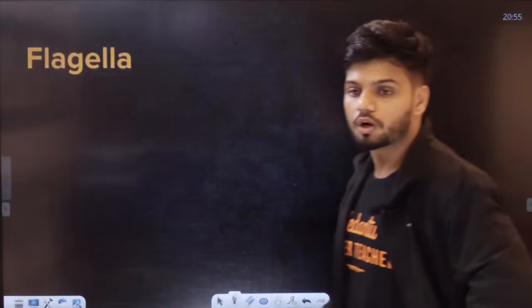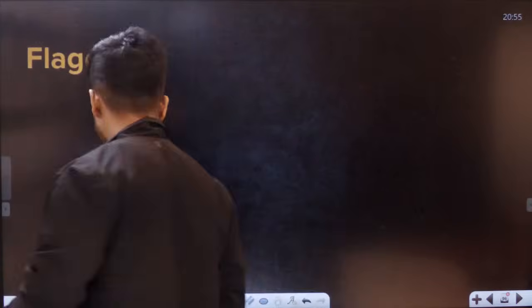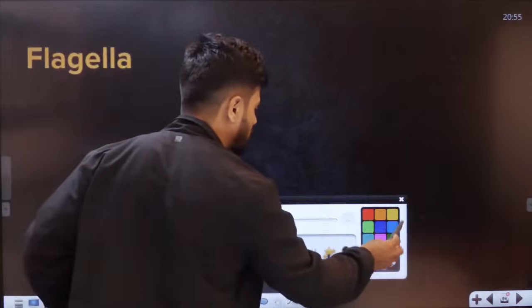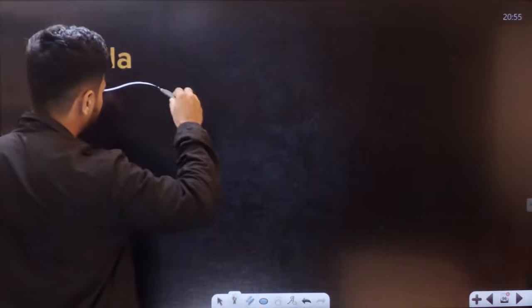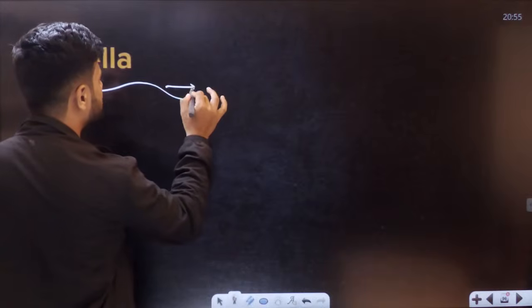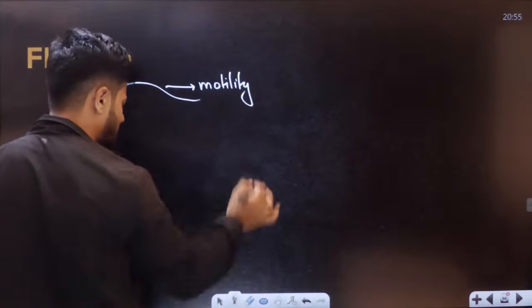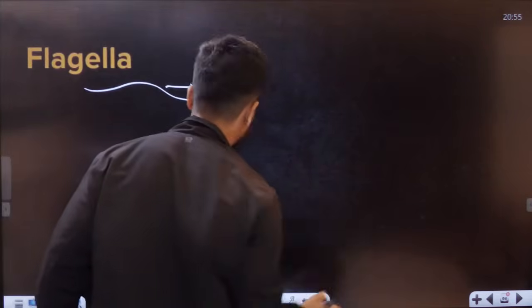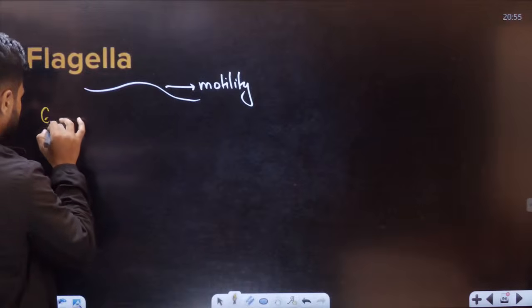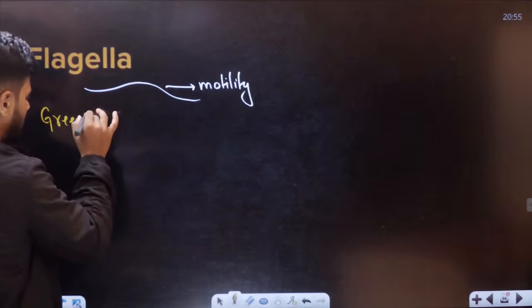Now students, what about flagella? How is the flagella different here? Flagella is different in brown algae and green algae, but red algae I'll tell you later. Now students, what is the main function of flagella? It mainly helps in motility. Yes, it does help in motility. So again, we'll write green algae first.